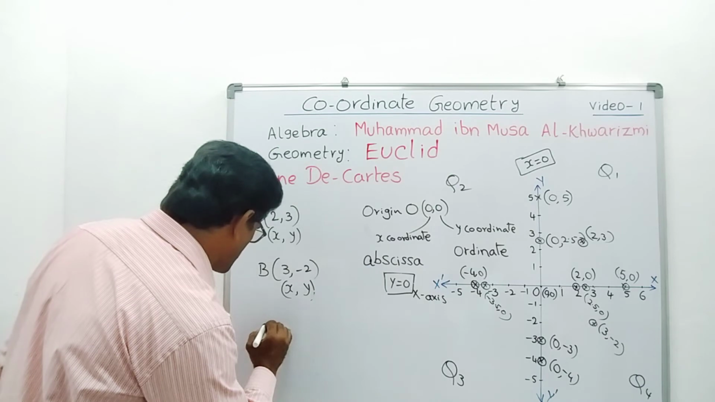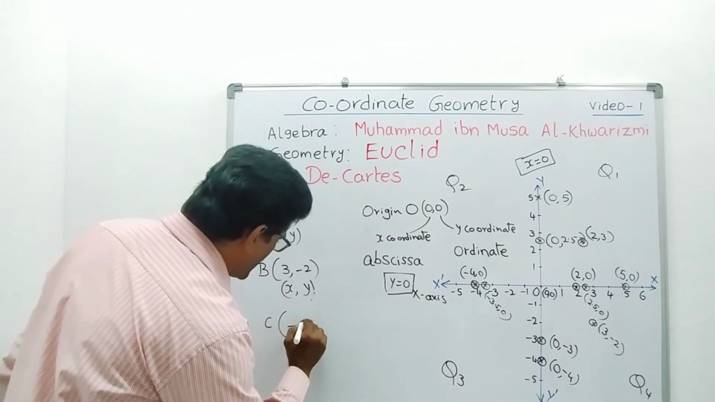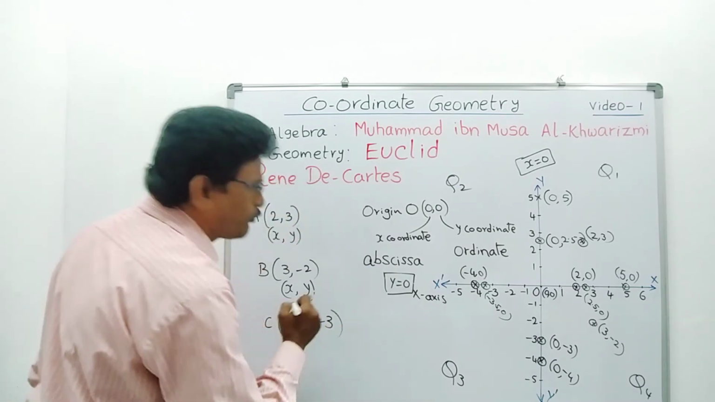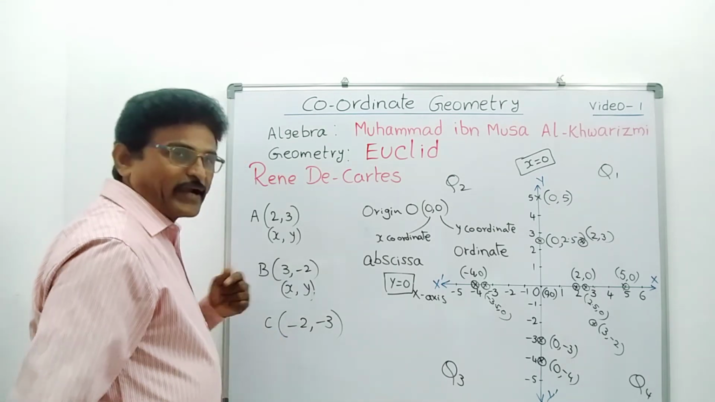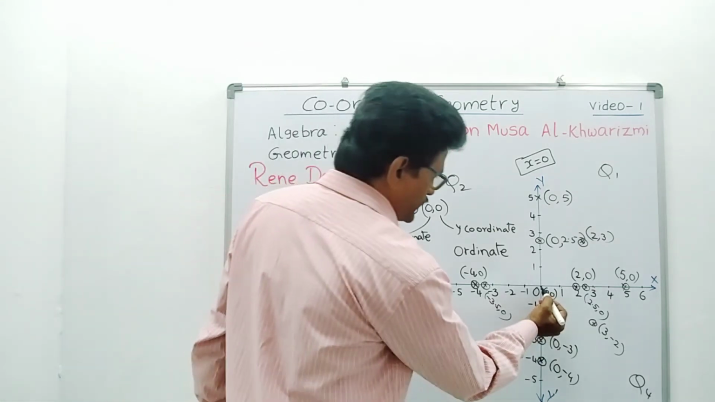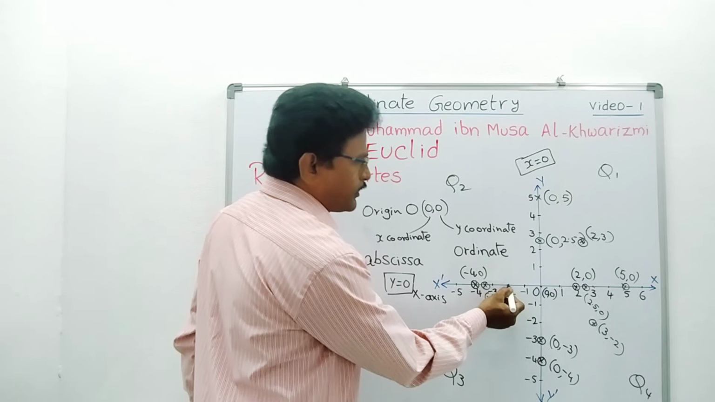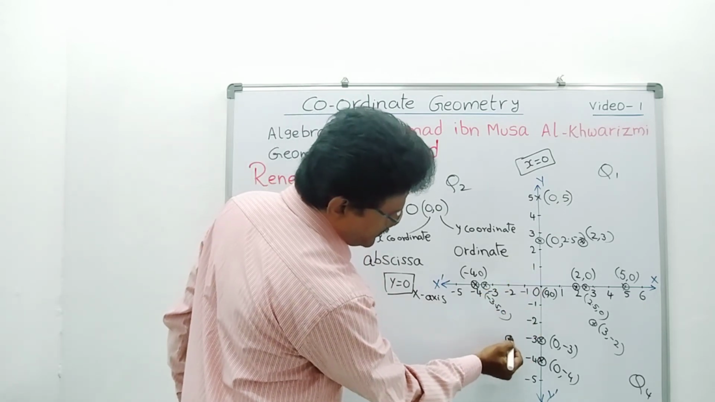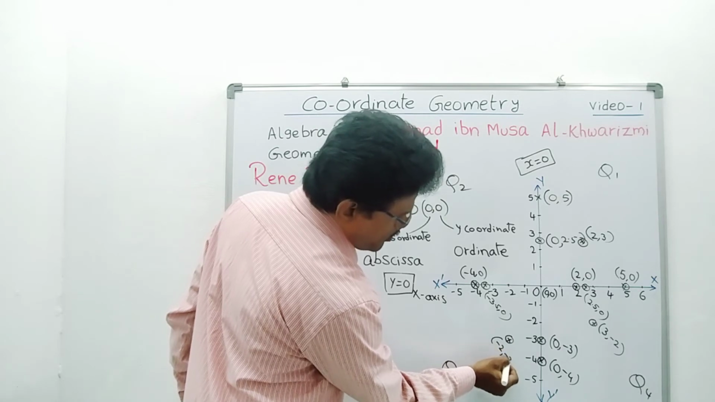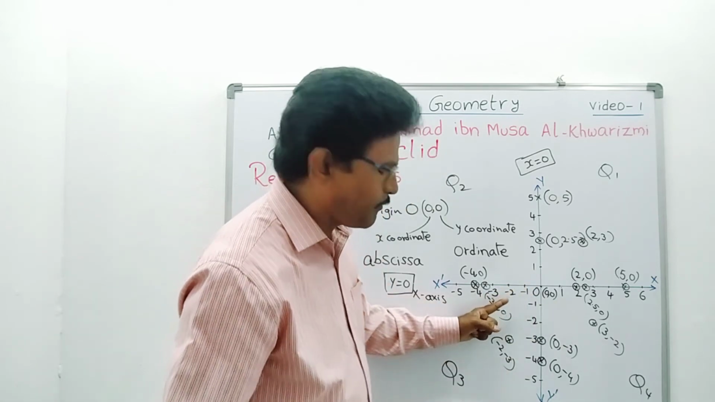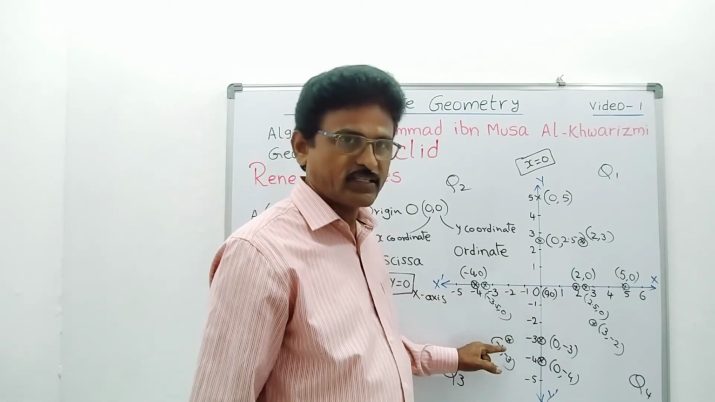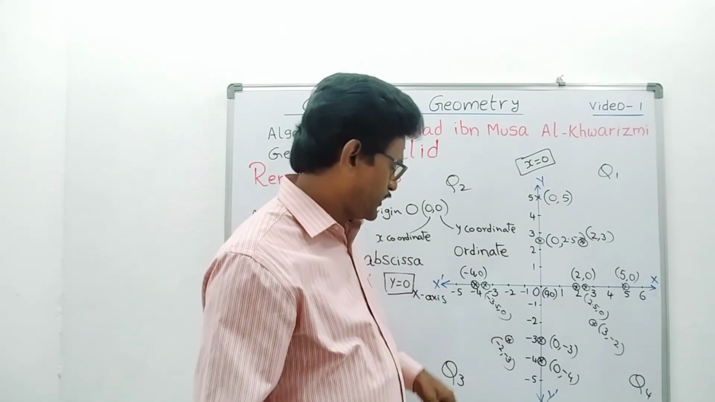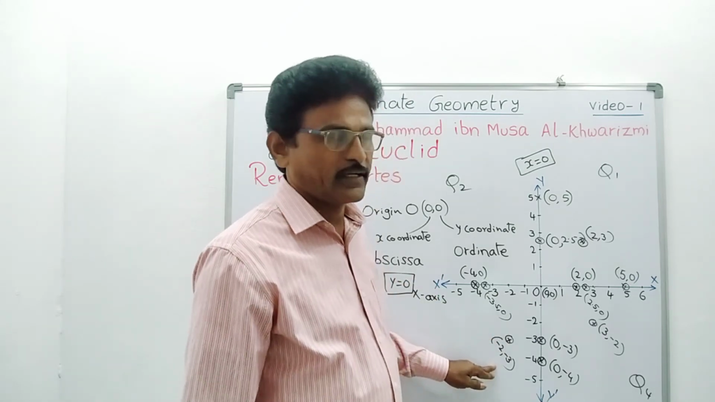Now suppose location C, minus 2, minus 3. Where does it come? First from the origin move left side minus 2, now minus 3, again downside minus 3. Okay, this is the location of minus 2, minus 3. So left side minus 2, downside minus 3. X value negative, y value negative. That is the third quadrant, right?